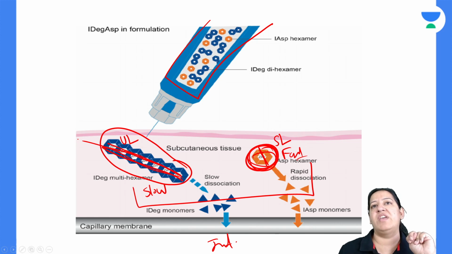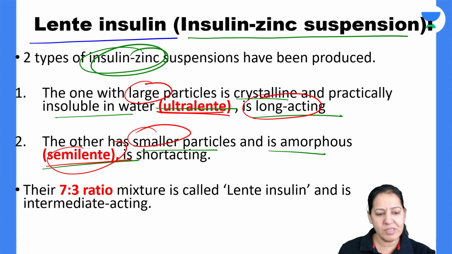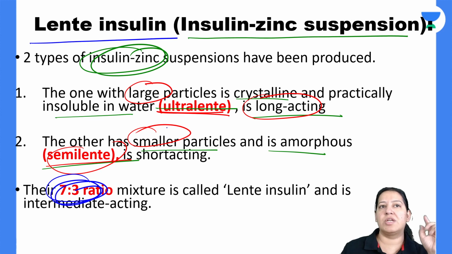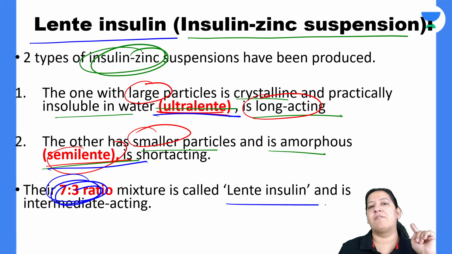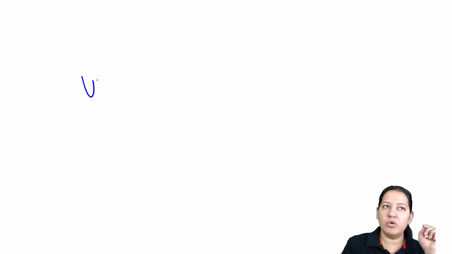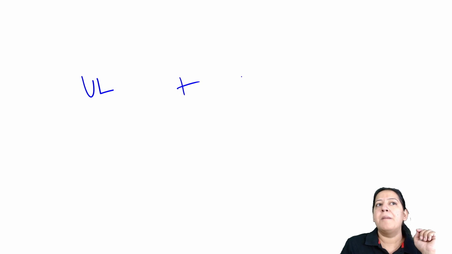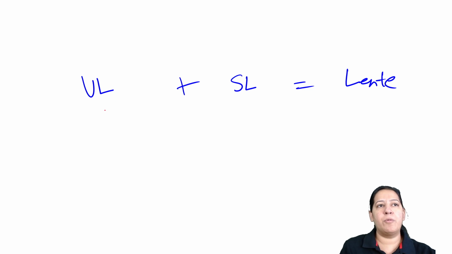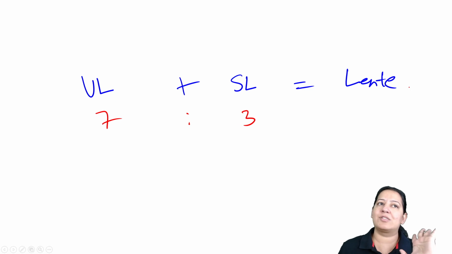So you got my point. Two types of insulin we are using in a ratio. The ratio is usually 7:3. So ultra Lente plus semi Lente is equal to Lente. Have you got it? We have two types of insulin. Ultra Lente plus semi Lente is equal to Lente. We mix them in a proportion of 7:3 to make this combination.